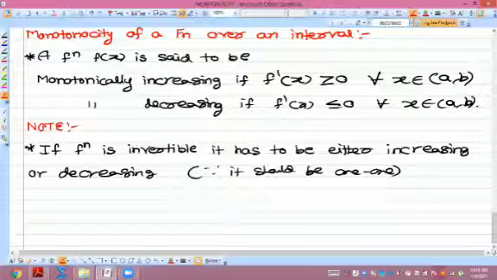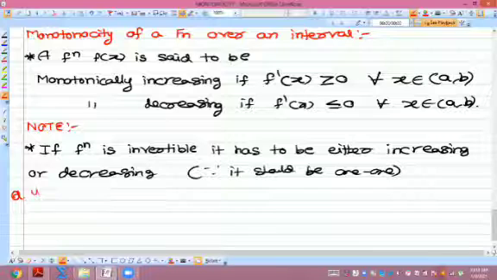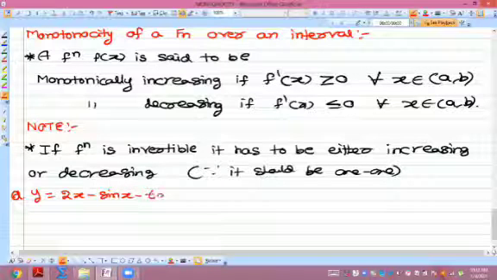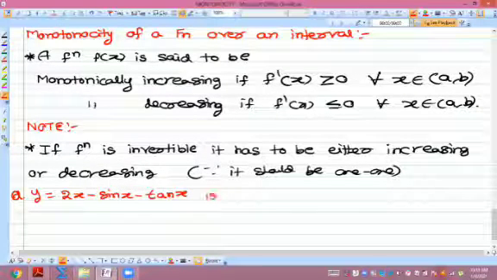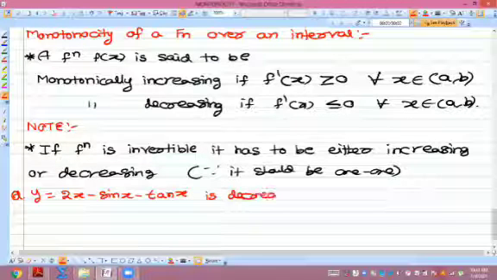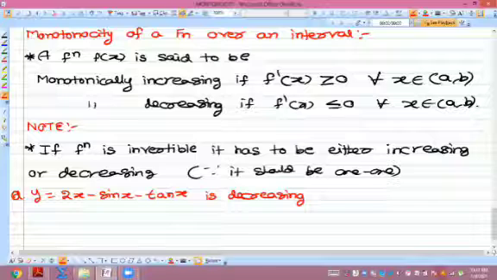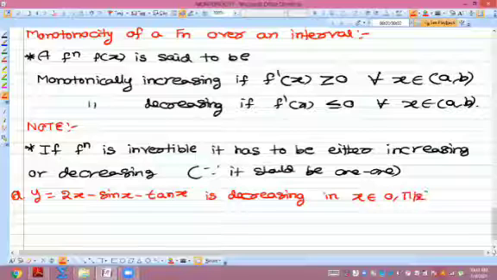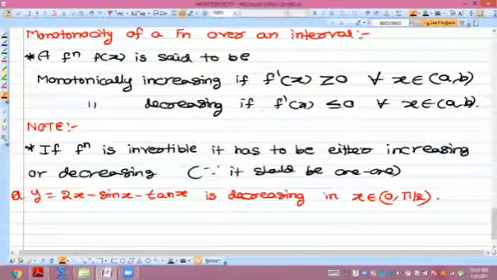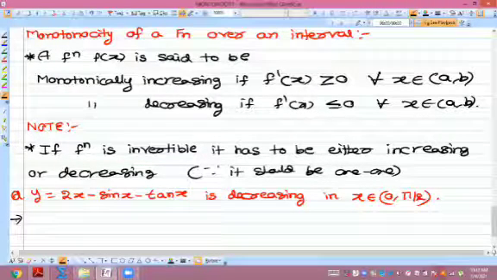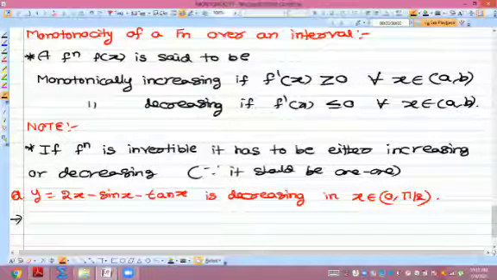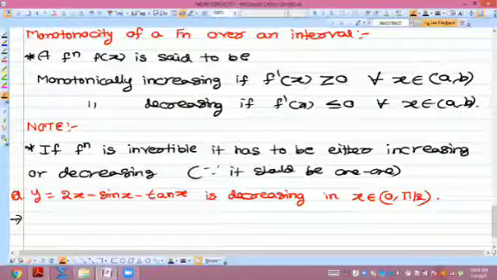So we'll try one problem. Try this one. All of you try this question. y equals 2x minus sin x minus tan x.